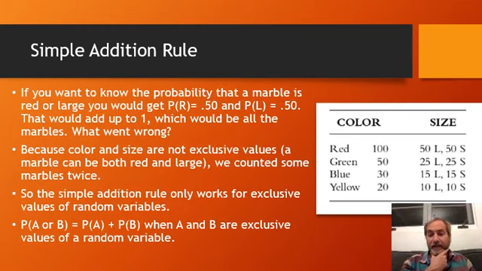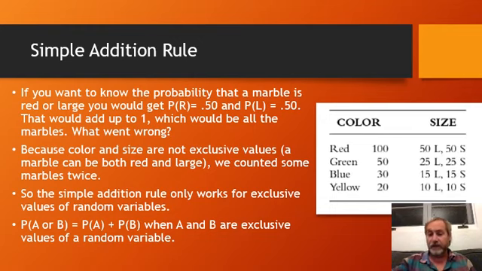If we try it with a slightly different situation, suppose you wanted to know the probability that a marble is red or large. Well, the probability of red is still 0.5, right? 100 out of the 200 are red. And the probability of large is also 0.5. So this is not explicit.